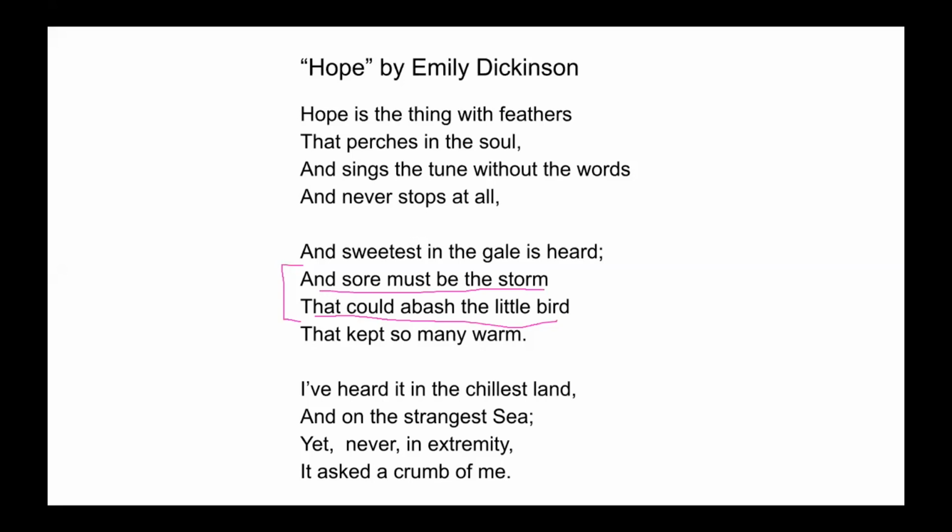Let's go to Alvin. Or actually, sorry, I'm going to go to Helena first because she hasn't talked yet. I think it might mean the storm is really powerful. It could throw the bird off course, but the bird can make it through the storm, so it's like having hope. Uh-huh. Okay. So the bird can make it through the storm. That might be possible. If you guys don't know what the word abash means, abash is kind of to destroy or to get rid of. And that might help you a little bit.